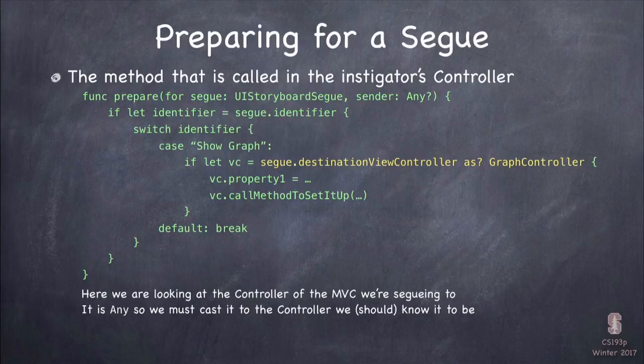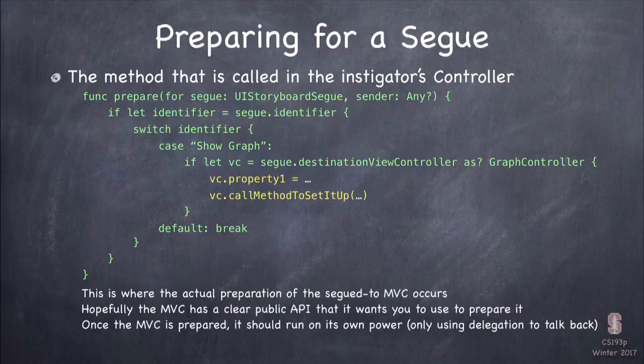I'm going to assume the graph controller is the type of the controller of my graph MVC. And if I'm able to do that, which I should be, because I know this is the show graph segue, so I better be. If I'm not, then I want to raise an exception here, because I'm really expecting to be able to do it. Maybe I use as exclamation point right there instead of as question mark, because it'd be bad if I was doing this and it wasn't actually a graph view controller. But anyway, I get the graph view controller. So now VC, this variable VC, is of type graph controller.